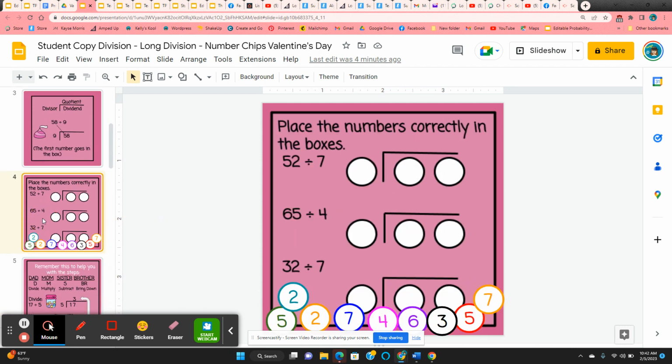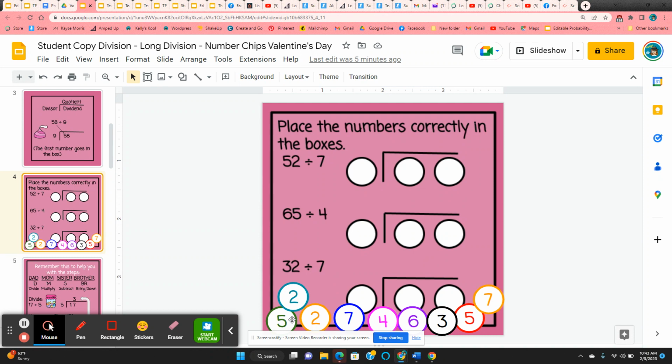And then on slide 4, they start with the number chips. So the number chips are good for the students because first, they're fun to move around the slide, and all of the numbers they need are on that slide. So if the students are struggling a little bit, it gives them that little boost of knowing they have all the numbers they need. So slide 4 is just an introduction of where they're going to put their numbers from their division problem into this little house or box.